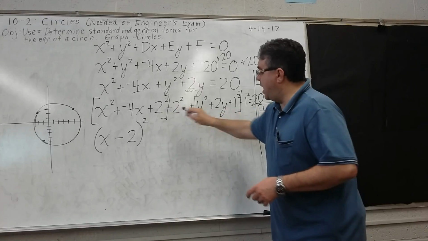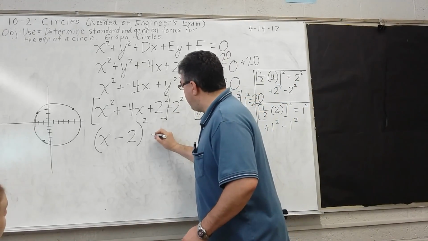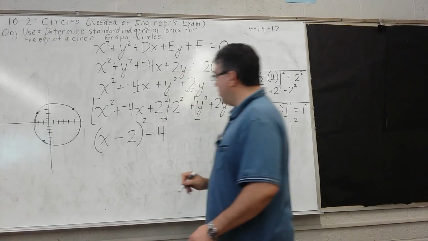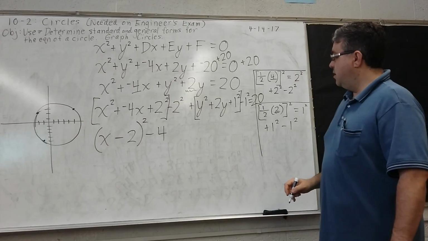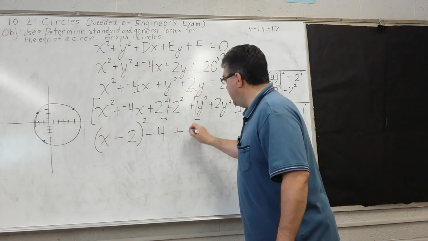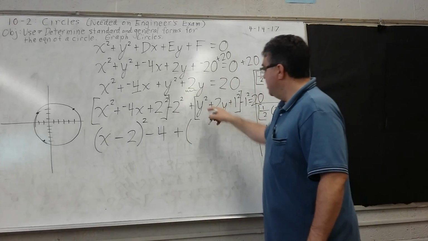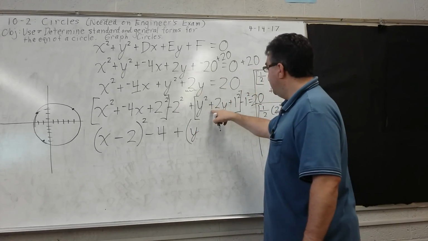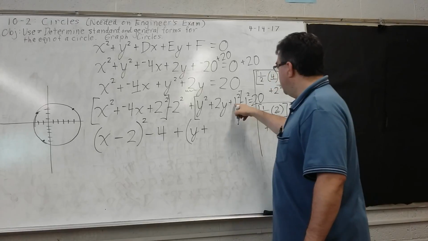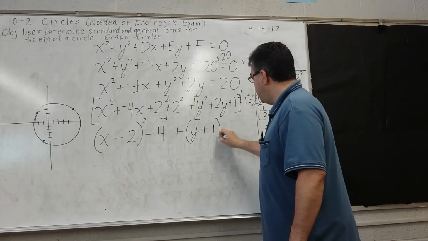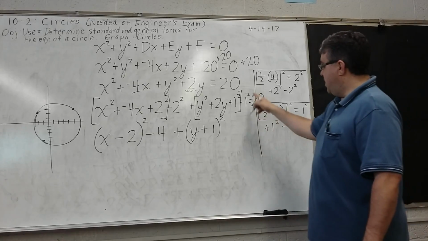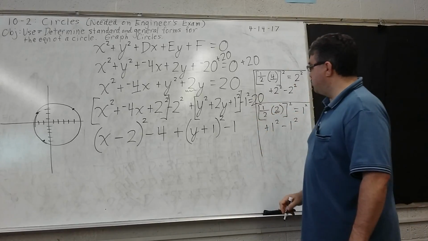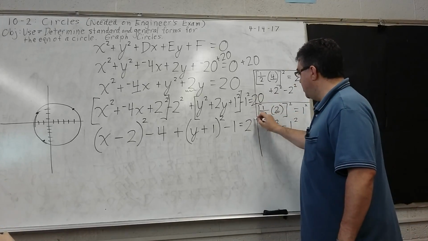And then we have this minus 2 squared, which I can now call minus 4. And plus, same thing over here, start with y plus 1 all squared. Then minus 1 squared is still just 1, and it equals 20.